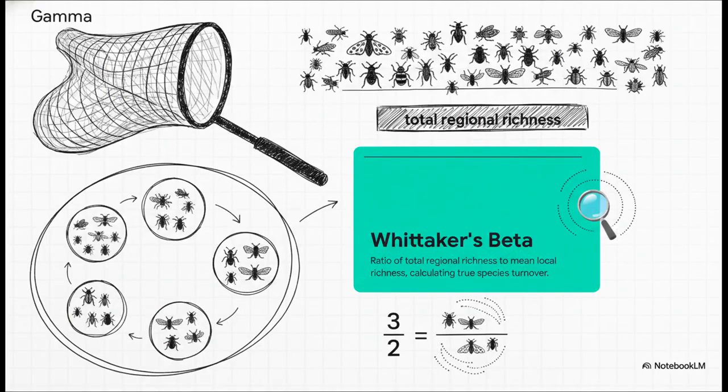Hitting our widest scale, we reach gamma diversity. Gamma is the whole shebang, the total regional species richness of every distinct species across all your sites combined. And Whittaker's beta formula elegantly takes that regional gamma baseline, divides it by the mean local richness, and boom, it calculates the true species turnover across your entire landscape.